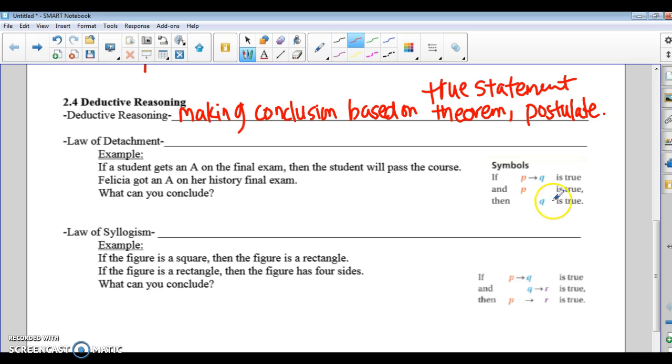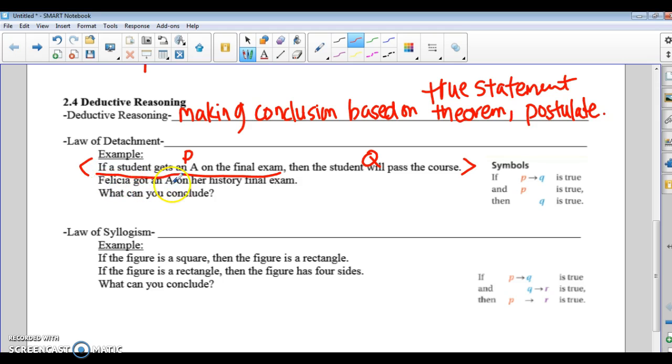What does that mean? For example, if a student gets an A on the final exam, then the student will pass the course. So this whole thing is the true statement. It's a law. It's a theorem. It's a postulate. So if a student gets an A on the final exam, that's P, then the student will pass the course. That's true. Then what we're doing is, based on this true statement, we're making a conclusion.